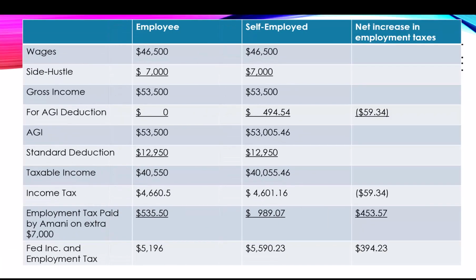contractor. To help fully illustrate this point, we can compute the marginal tax benefit received from the for AGI deduction of the half of the self-employment tax. His employment tax paid under the self-employed contract position is net $453.57 higher than what he paid as an employee. Again, because the employer, when he's an employee, picks up the other half. We can use that tax benefit to partially offset the employment tax that Imani owes as the employer. This means that he has a net tax increase of $394.23 when he's self-employed, earning the same amount relative to being an employee.